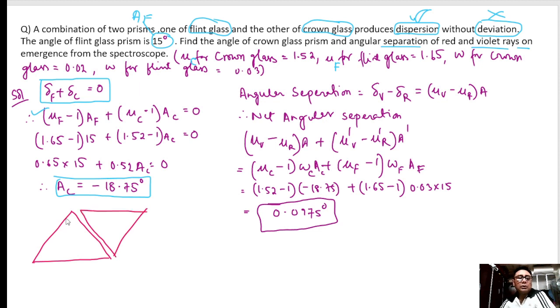Put like this. Okay. So this is AF and this is AC. They are put opposite to this. That is why the negative sign is coming here. Now using angular separation, we know that this is the angular separation. So the net angular separation for the crown glass and the flint glass, we are using this formula. Now this is also this. Okay.